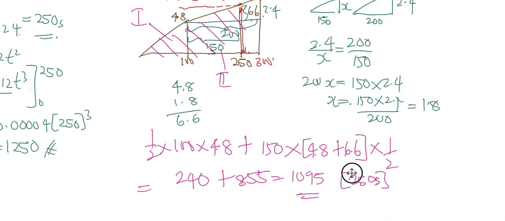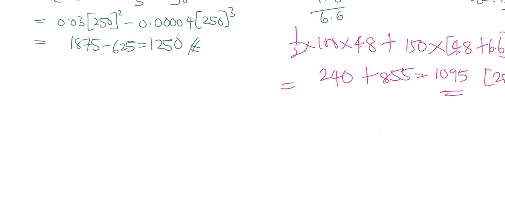And the distance B covered in 250 seconds is 1250. So therefore the difference between them is 1250 minus 1095, which is 155.